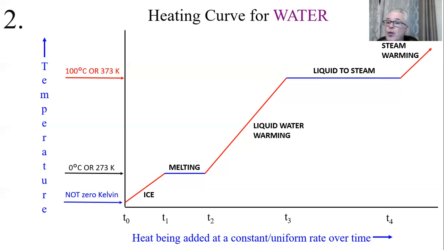At T2, when all of the H2O is in the liquid phase, you can warm up the liquid and it gets warmer and warmer. We keep adding heat and it gets hotter and hotter until it reaches 100 centigrade or 373 Kelvin, which is called the boiling point at T3. Now at T3, at the boiling point, that's as hot as liquid water can get and stay liquid.